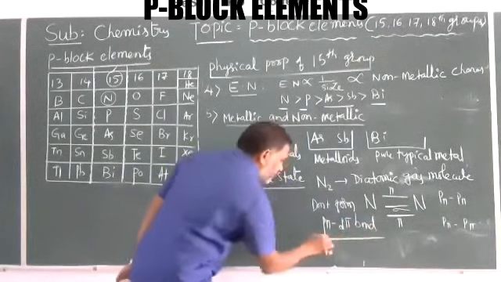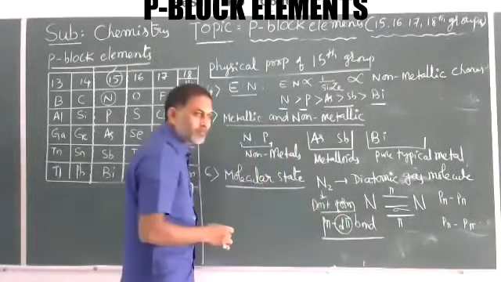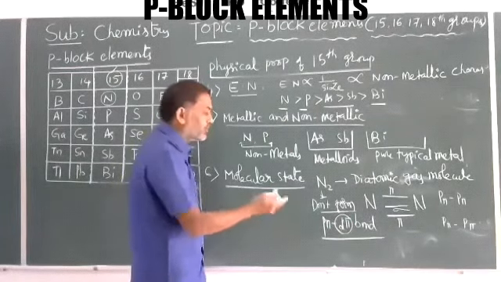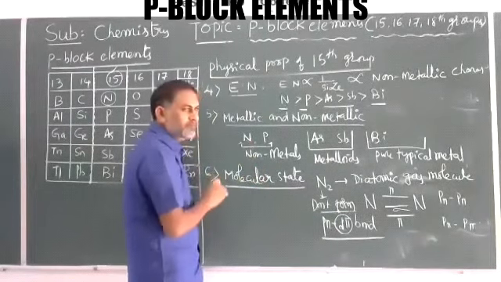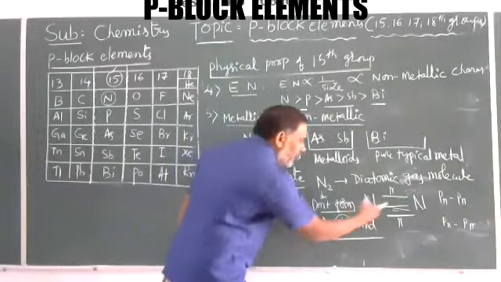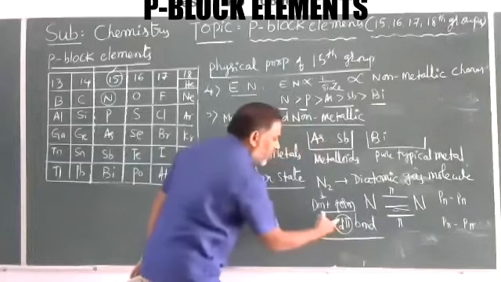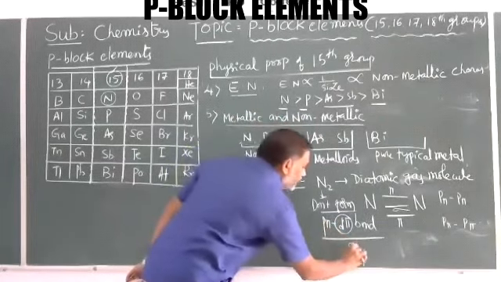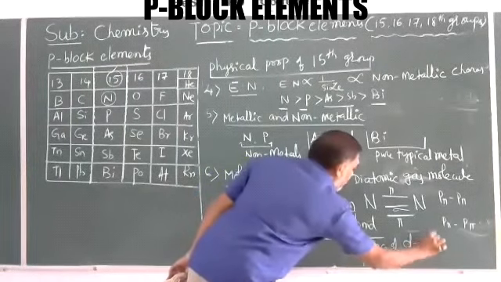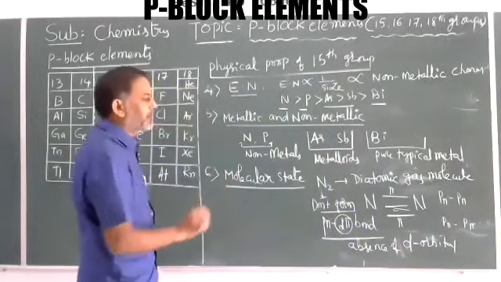Why is the p pi and d pi bond not formed by the nitrogen molecule? The reason is the absence of d orbitals in the outermost shell of nitrogen. Nitrogen forms its two pi bonds only with p orbitals, not with d orbitals, because of the absence of d orbitals.